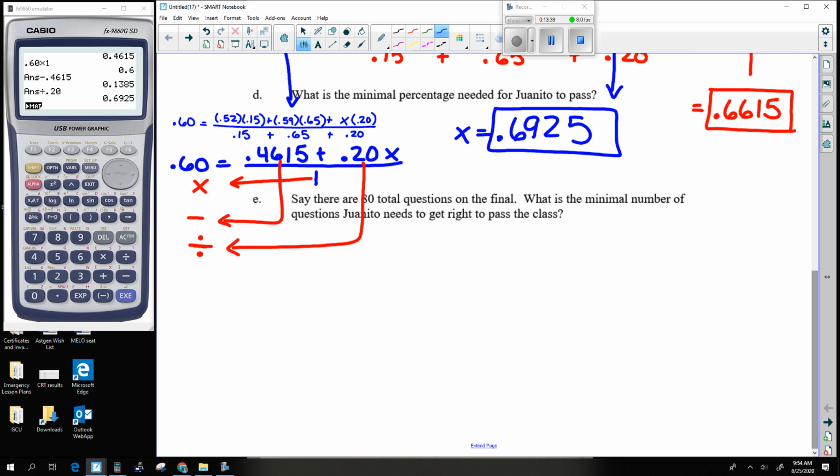Say that there are 80 questions on the final. What's the minimal number of questions that Juanito needs to get right to pass the class? Well, he needs to get 69.25. So he needs to get 0.6925 of 80 questions. That's how many questions that he needs to get right, whatever that is. So 69.25 of 80.